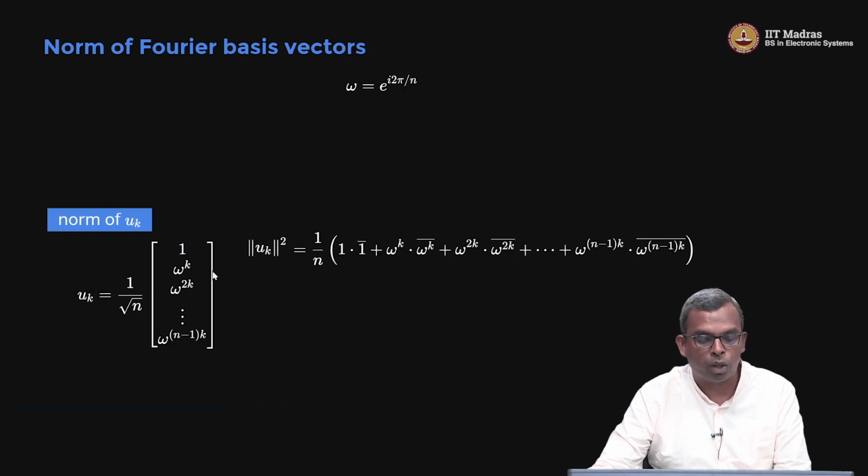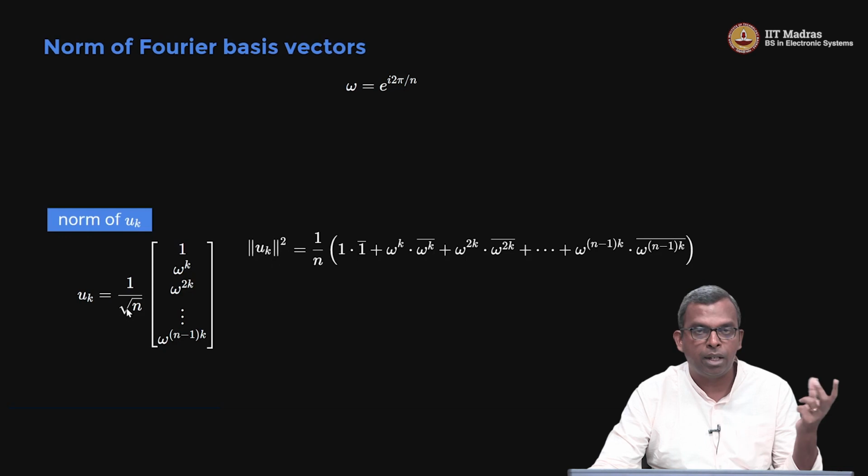So, it is uk conjugate times uk. uk conjugate will be 1 bar, omega k bar, omega 2k bar, etc. Then uk itself is 1, omega k, omega power 2k, etc. And then this 1 by root n will come both in uk and uk bar, I mean uk Hermitian. So, that will become just 1 by n. 1 by root n into 1 by root n is 1 by n. Okay. So, this is the expression for norm uk squared.